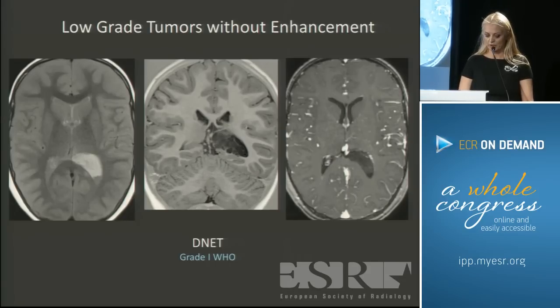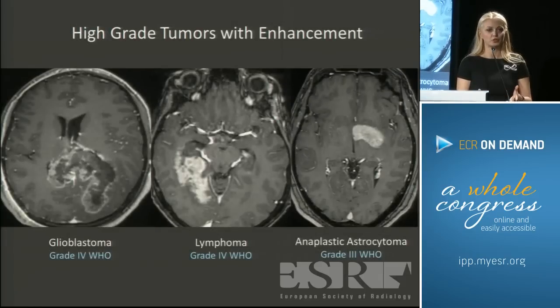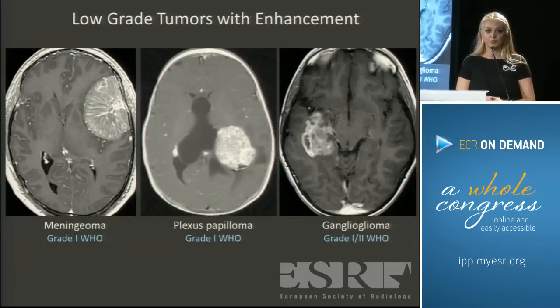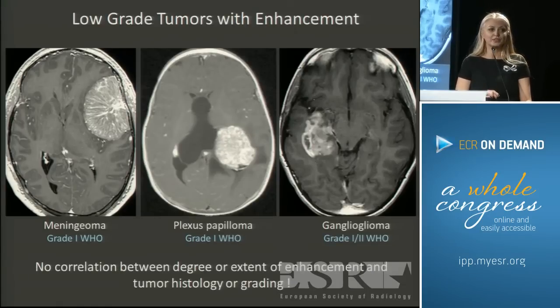Low-grade tumor, typically non-enhancing. High-grade tumors will enhance, sounds logical. So glioblastoma, lymphoma, anaplastic, so all grade 3 and 4 tumors will usually enhance. Of course, nothing is 100%, to make our life maybe difficult and maybe interesting. You will have some low-grade tumors that will still show intense enhancement. This is like meningioma, which is typically a grade 1 tumor, plexus papilloma, or ganglioglioma. Which means actually that there is no correlation between the degree of enhancement and the tumor histology or grading.